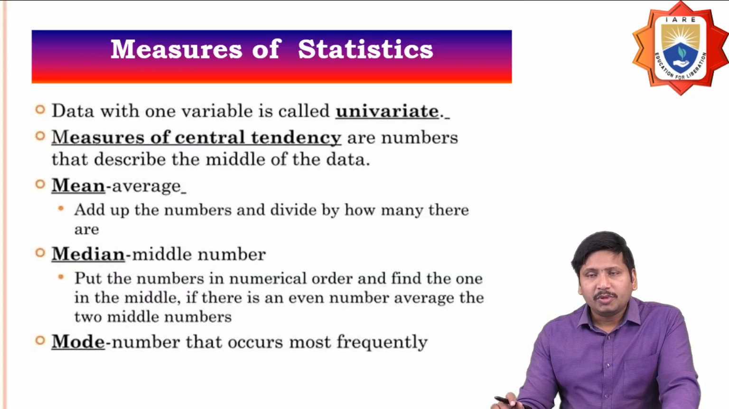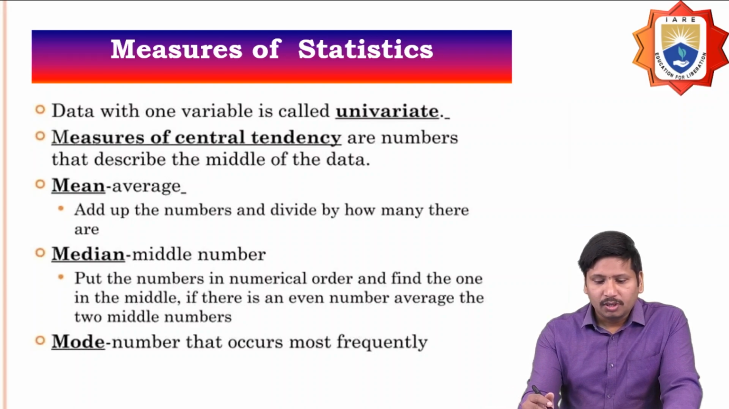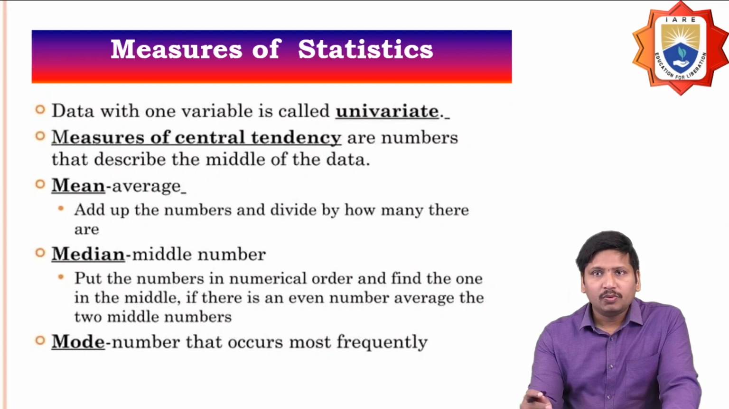So what are the various measures in statistics? Let me explain that. We have measures of central tendency: mean, median, and mode. These are the various measures of statistics. Data that deals with only one variable is treated as univariate, and data with two variables is treated as bivariate. Some of the measures we can compute are measures of central tendency.